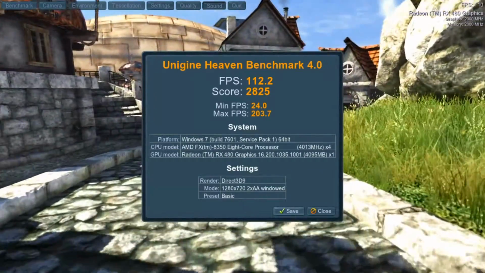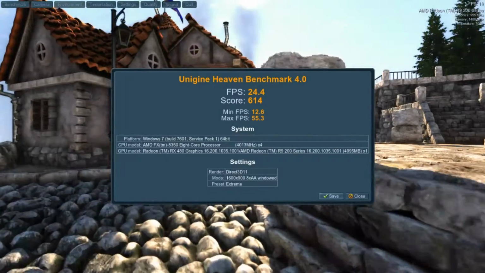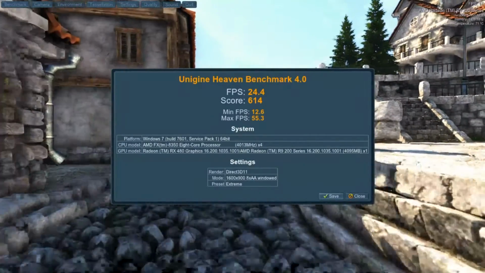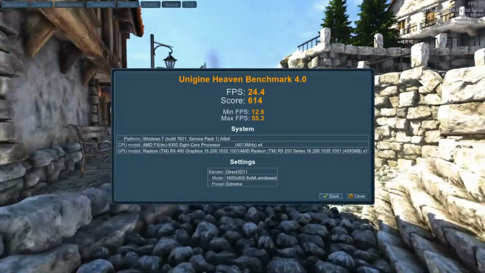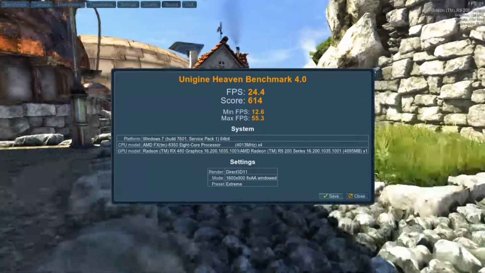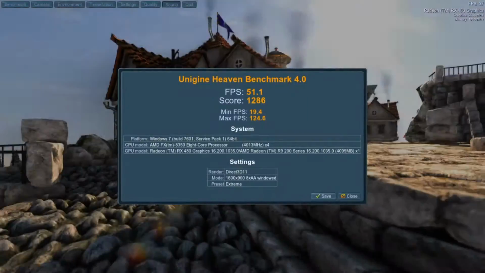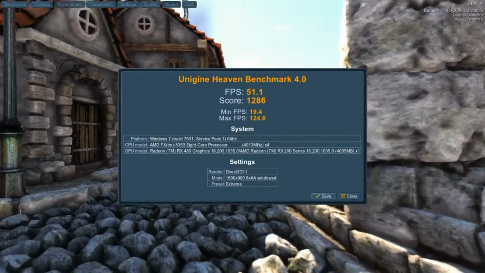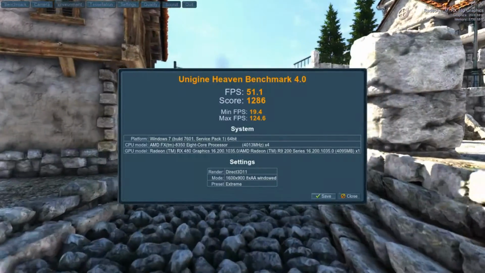Next, the extreme benchmarks of Heaven, where the R9 270 scored an average of 24 frames per second with a low of 12 and a high of 55. The RX 480 scoring an average of 51 with a low of 19 and a high of 124.